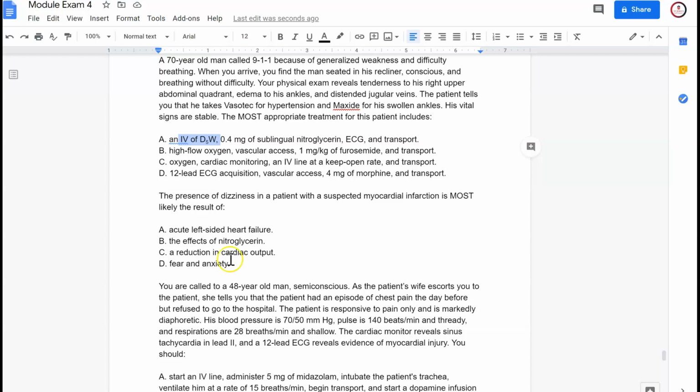Presence of dizziness in a patient with a suspected MI is most likely the result of. We talked about this too, right? Dizziness is commonly a cause of reduction in cardiac output.